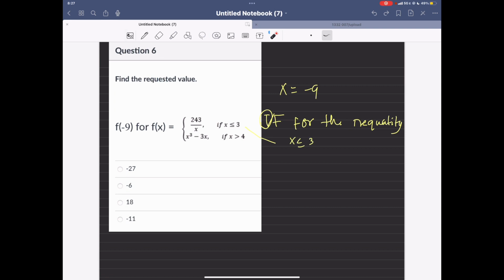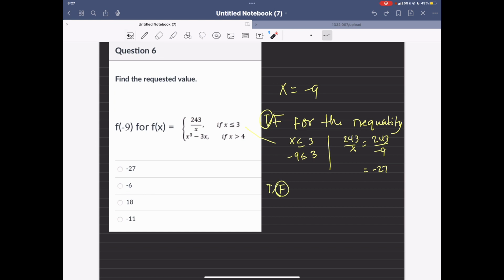I know this one's true because I'm going to set it up. If I have x is less than or equal to negative 3, and I substitute x with negative 9, it is definitely less than or equal to negative 3. So now that I know this is true, I'm going to substitute the negative 9 into the 243. So 243 divided by x now becomes 243 divided by negative 9, and that becomes negative 27. So that is a possible solution.